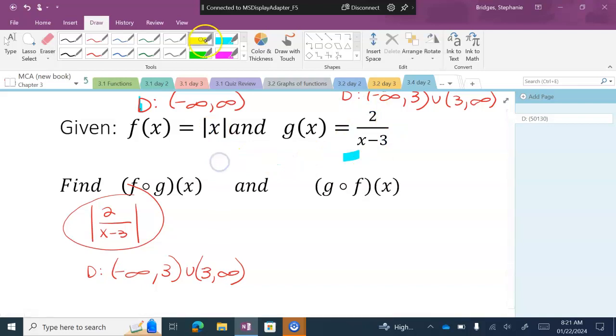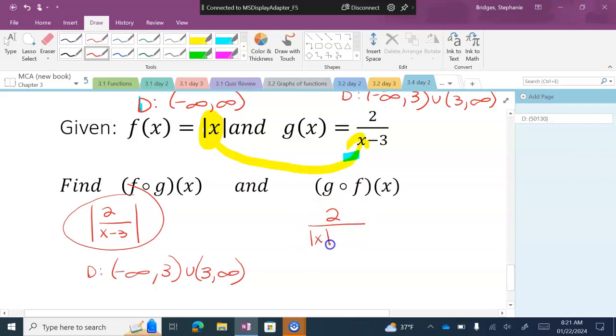And then we're going to go backwards. We're going to take the entire f function and put it in place of x into g. So that's going to be 2 over, this time it's just the absolute value of x and then a minus 3 behind it, right? I took out the x that was in the g and I replaced it with the f of x, which is just the absolute value of x.